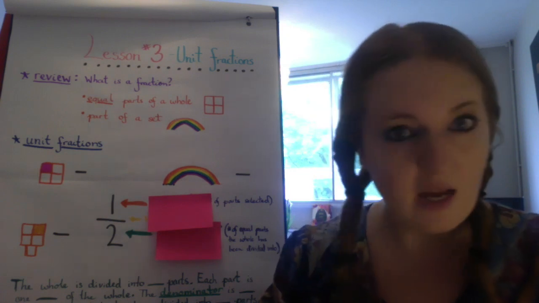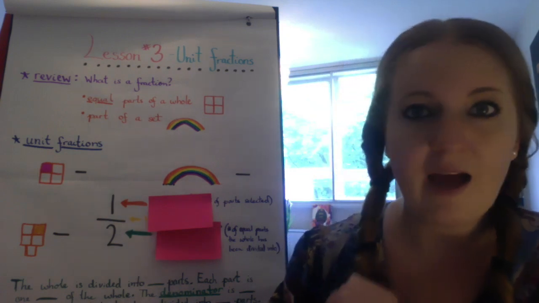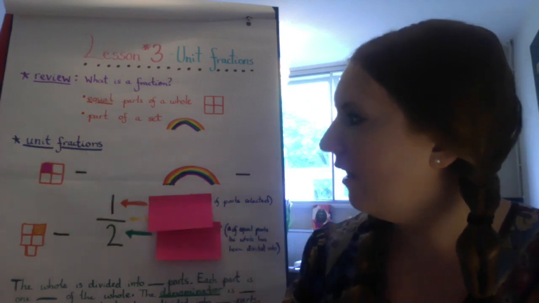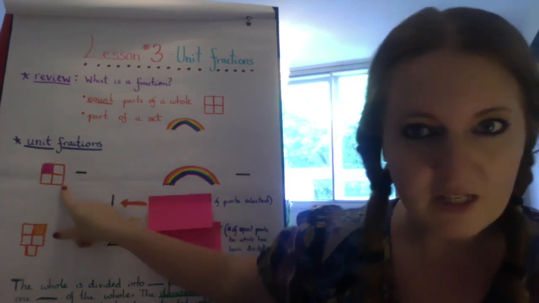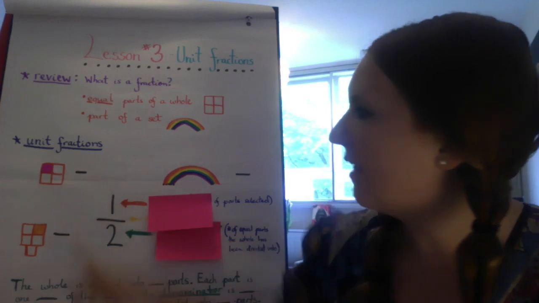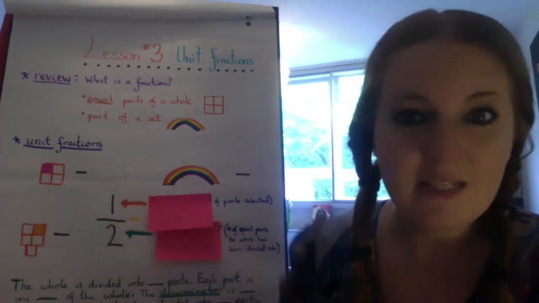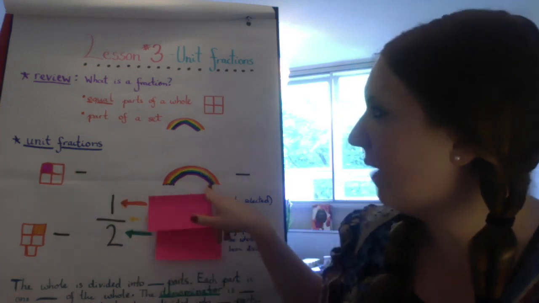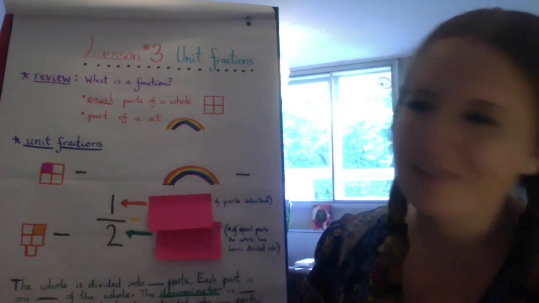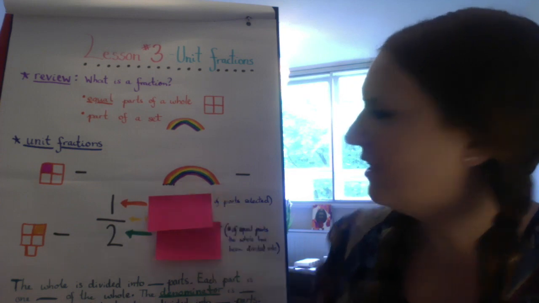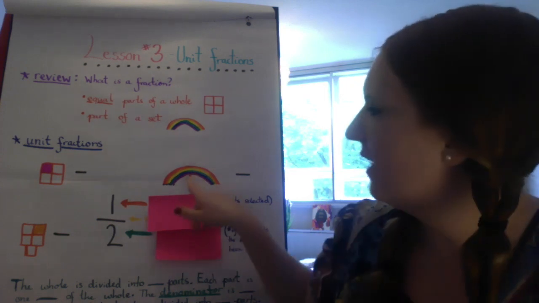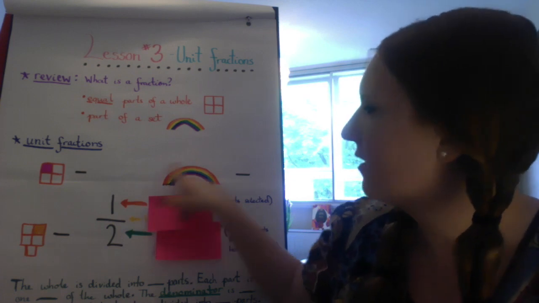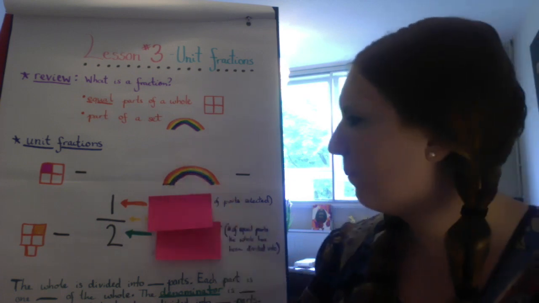Now, today we're going to specifically be looking at unit fractions. So here you can see that I have my shapes still and they have been divided into equal parts. Here I also have my rainbow, again not a perfect rainbow, but if I looked at just one colour, that's one part of the whole. So this green is one part of my whole entire rainbow.